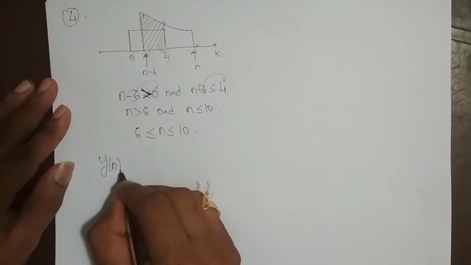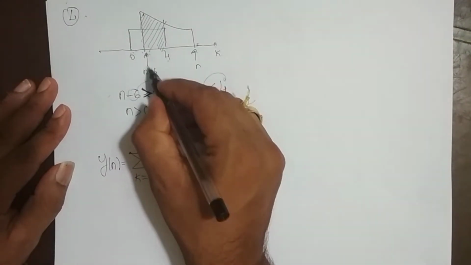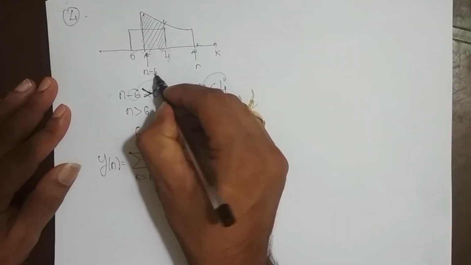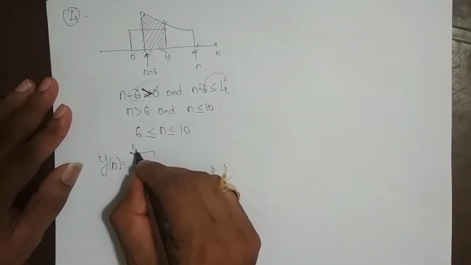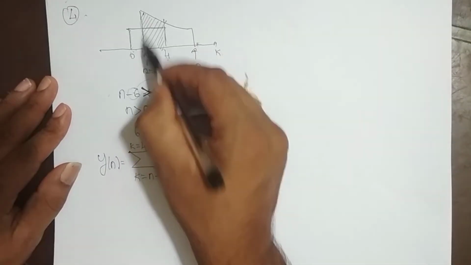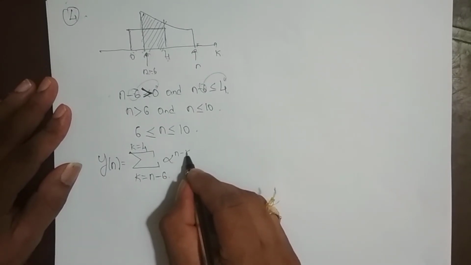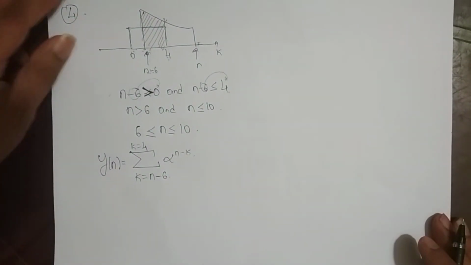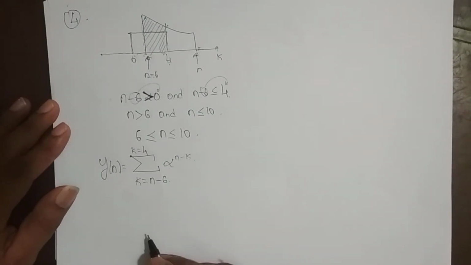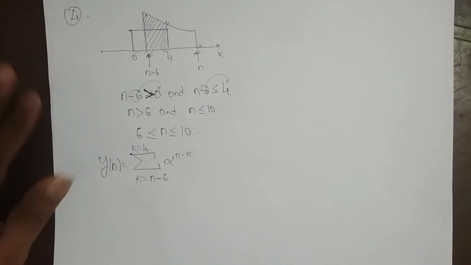Okay, so what is the output now? y of n is equal to summation over k, starting from where? n minus 6, right? n minus 6 till where? Till k equal to 4. x of k is 1, and h of n minus k is nothing but alpha power n minus k, because h of n is alpha power n, therefore h of n minus k is alpha power n minus k. So it is a kind of lengthy simplification we have here.